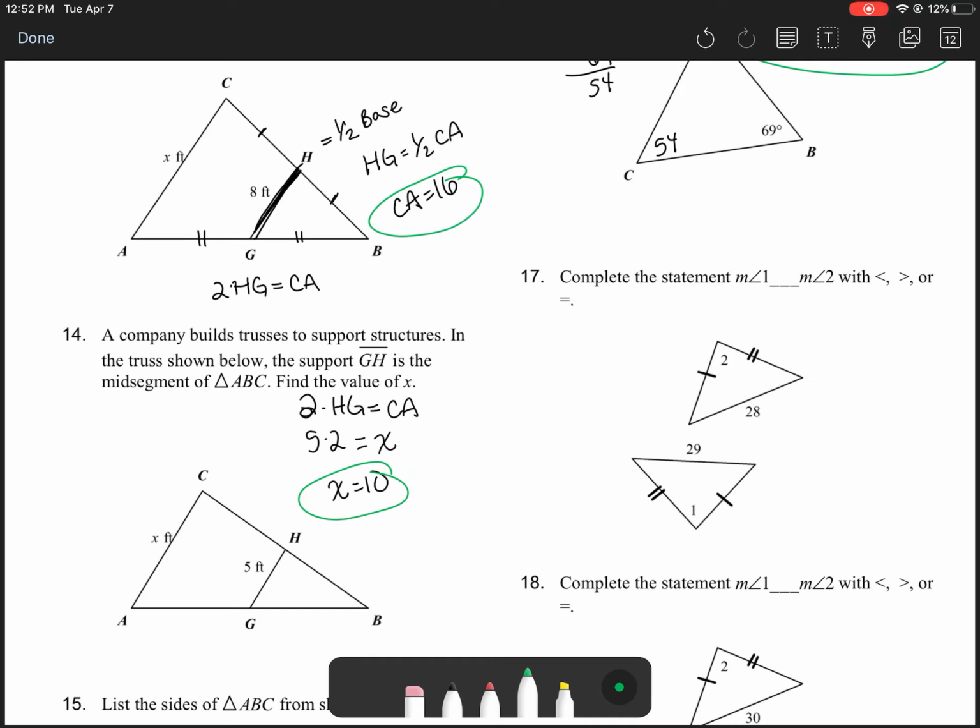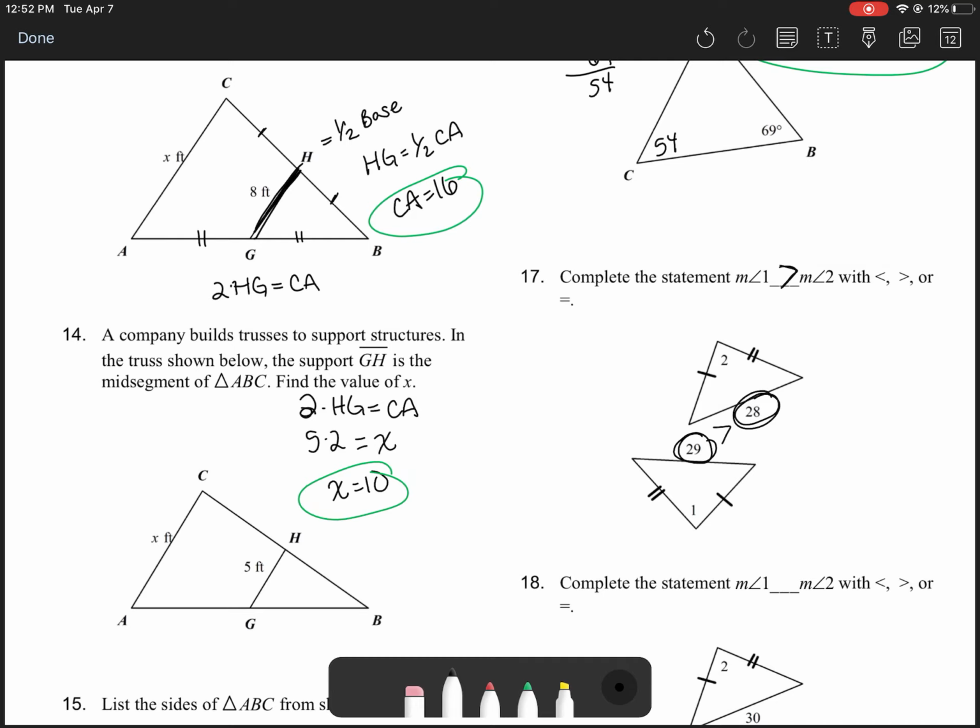Now we can apply this to number 17 and 18. It's asking us which angle is smaller, larger, or are those angles equal? If I look at the triangle on the top, I'm given 28. And the next triangle is giving me 29 for a side length. Well, 29 is larger than 28. So that tells me that angle 1 has to be larger than angle 2 because the corresponding side length is longer.